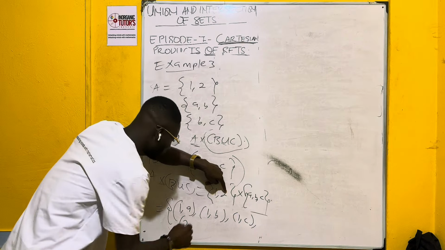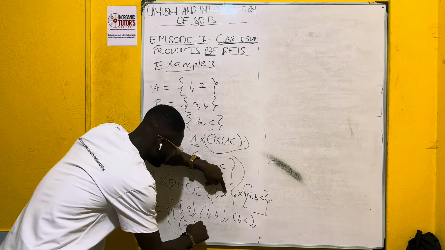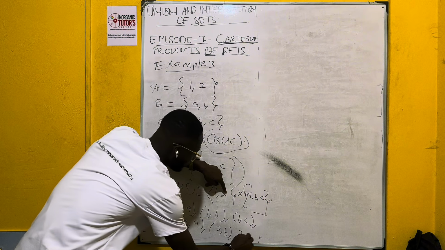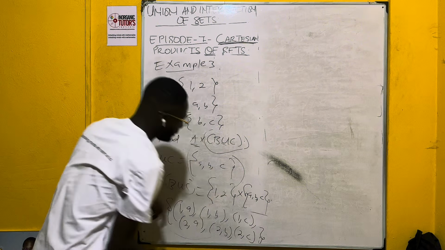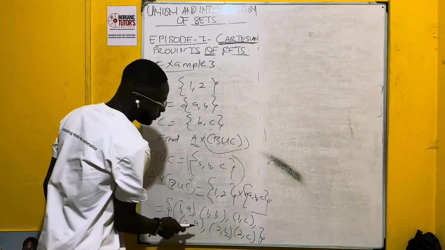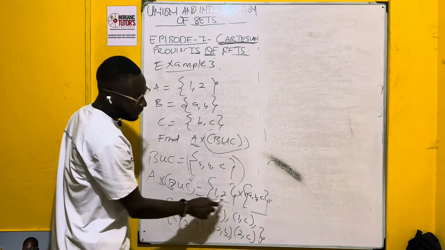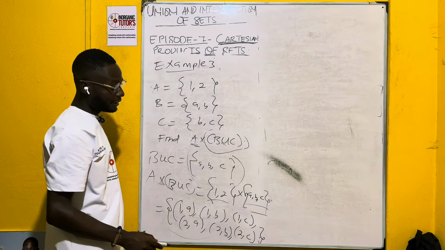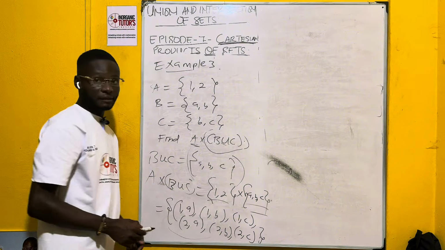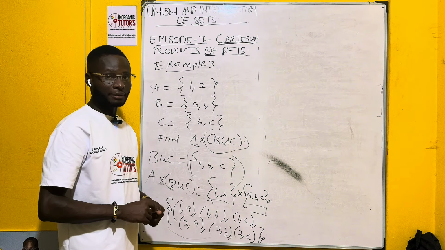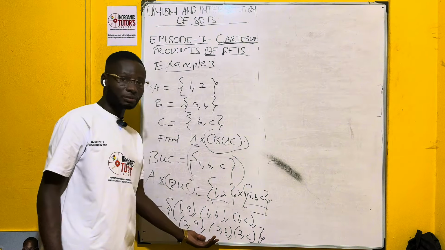The second set. So you have 2, comma A, you have 2, comma B, and you have 2, comma C. Right? So we have 1, 2, 3, 1, 2, 3, and that's 6 elements. 2 elements here, 3 elements here, and that is what? 2 times 3 is 6. Right? 2 times 3 is 6, and that is what we have here.